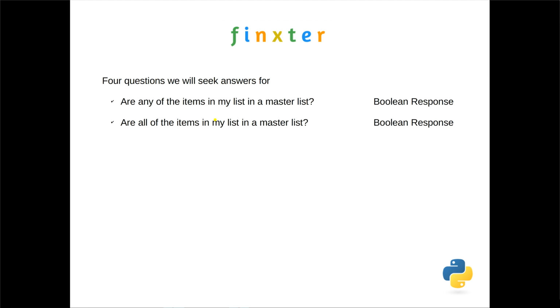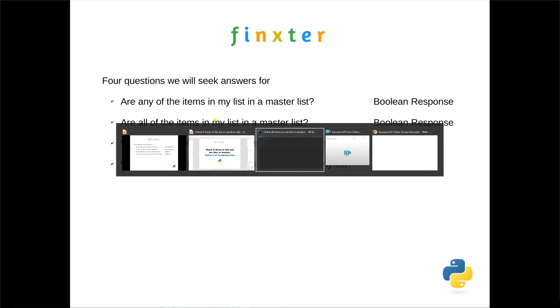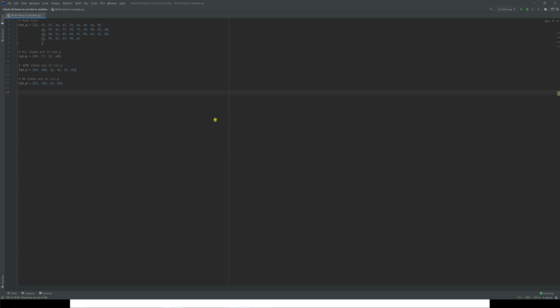Then, if we're seeking something a bit more specific, we're going to ask specifically which items in my list are in that master list, and we will return a specific list of those items. And then finally, we'll ask to see those items that are in the master list that are not in my list, and we'll return that as a specific list. So the code we're about to write will attempt to get answers to all of these 4 scenarios. So let's move across and do a little bit of coding.